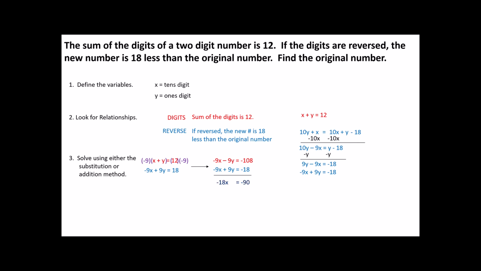When I use the addition method, the y's go away, leaving me with the negative 18x. And once again, this one happens to give me a 5. It's merely a coincidence that we've had a 5 twice in a row. That doesn't happen every time.